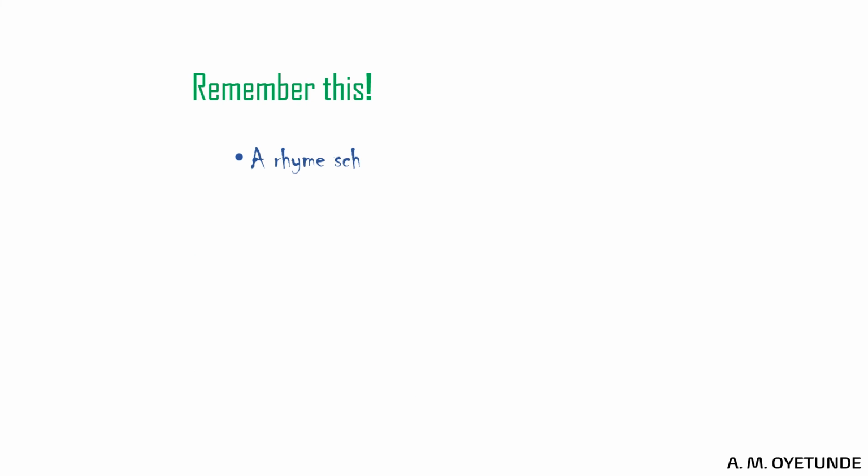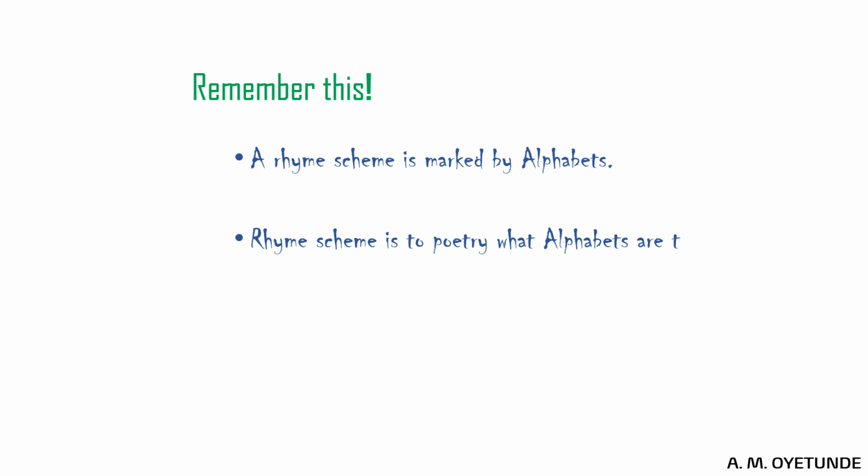Now, remember this: a rhyme scheme is marked by alphabets, different alphabets for each new sound. Now, rhyme scheme is to poetry what alphabets are to language. So if alphabets are very important to language, rhyme scheme is also very important to poetry. It gives it a sort of lyrical structure and it makes it very interesting.